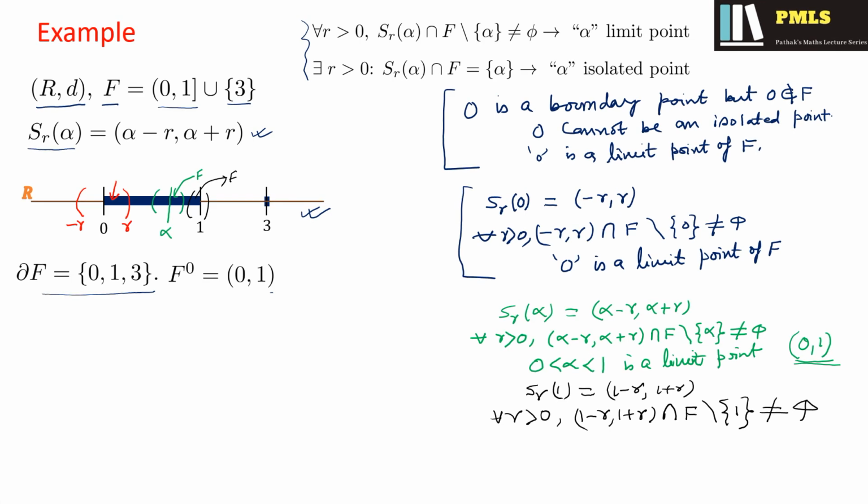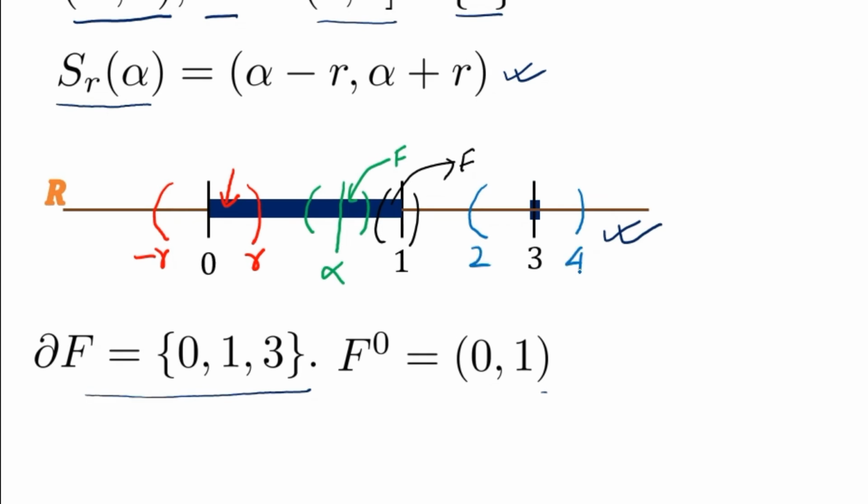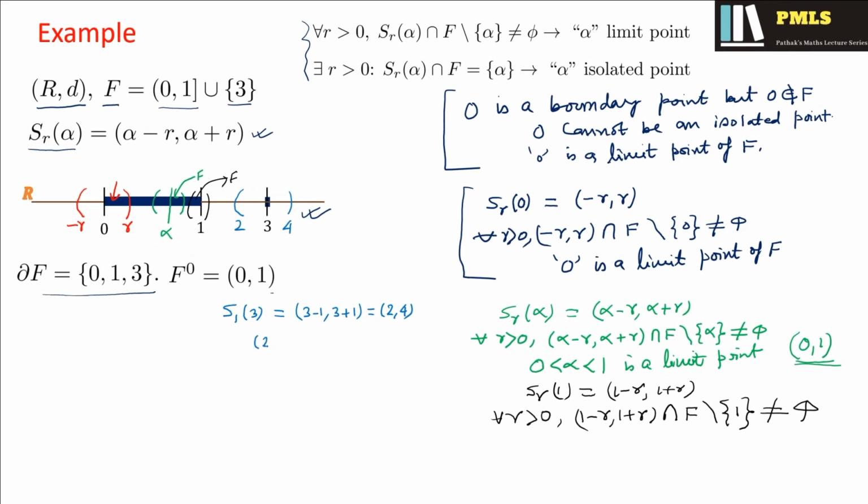But now see the case of 3. Here for 3, you can see that you can have an open sphere with endpoints 2 and 4. And this open sphere is nothing but S_1(3), with endpoints 3 - 1, 3 + 1, which is nothing but (2, 4). So with this, if you take the intersection with F, then you have just one single point, and that is the point 3 itself. And therefore you see that 3 is an isolated point of F.